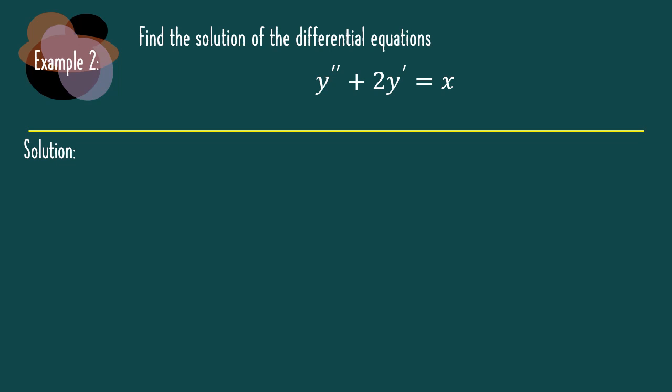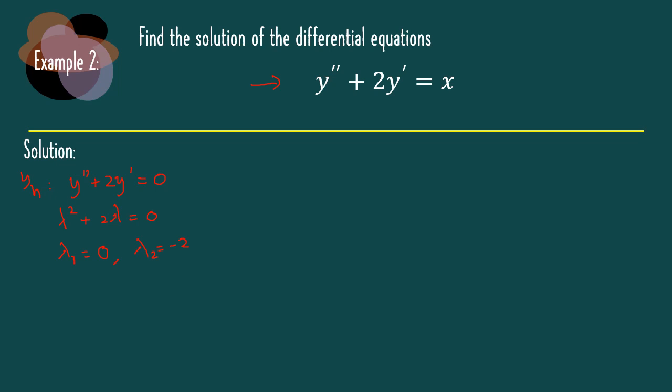The next example, let's solve this equation: y double prime plus 2y prime equal to x. First step, we are going to find our YH. YH comes from our homogeneous equation, so we have y double prime plus 2y prime equal to 0. Change into our characteristic equation, we will have lambda squared plus 2 lambda equal to 0. Factorize, we will have lambda 1 equal to 0 and lambda 2 equal to minus 2.